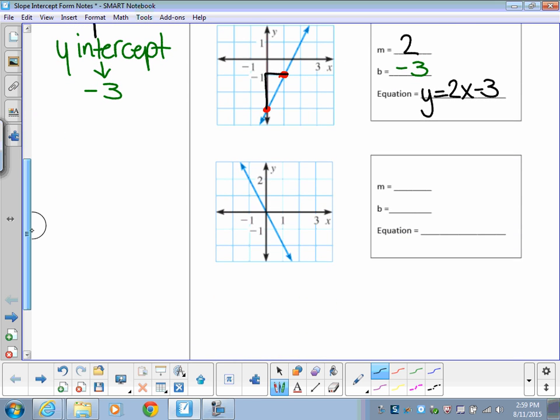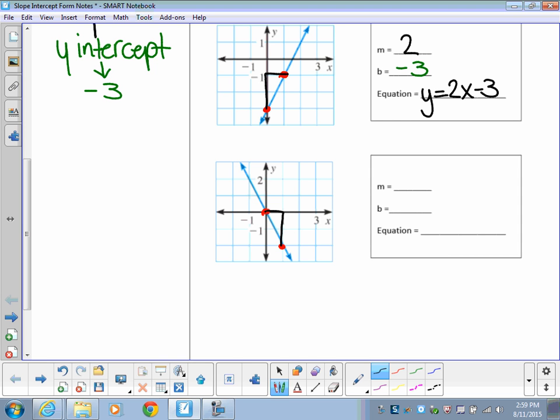Now we're going to move down to my second graph, and we do the same thing that we did in the first graph. We identify 2 points on the graph so that we can do our rise over run. My first point that I'm going to use is going to be my origin. The second point, once I have selected my 2 points, I do my rise over run. And remember, rise over run means how many times did I move to go from the first point to the second point?